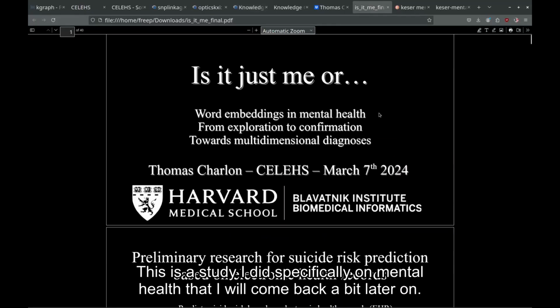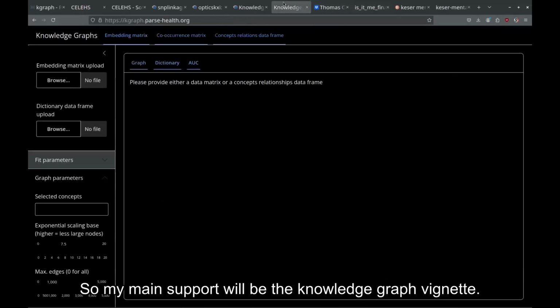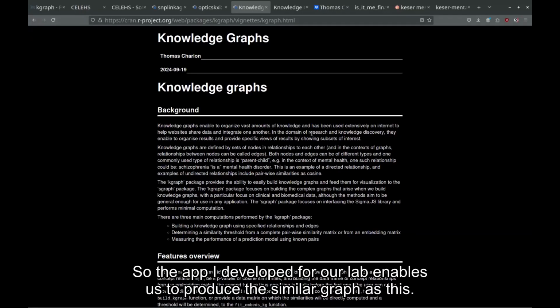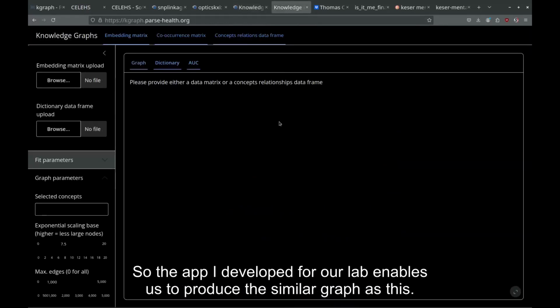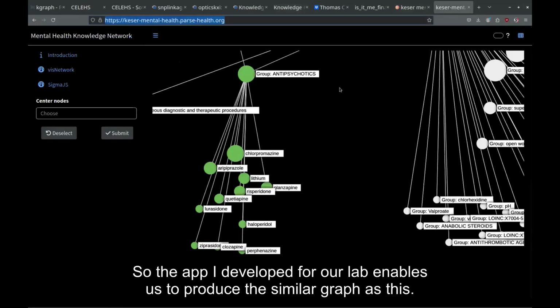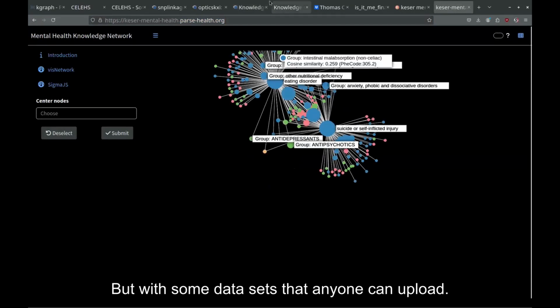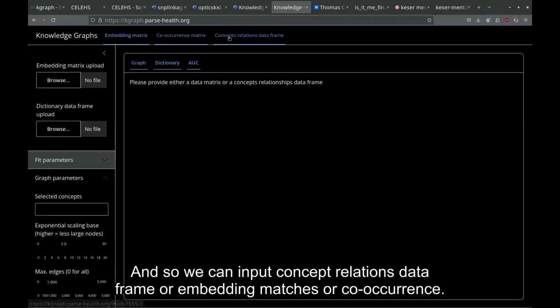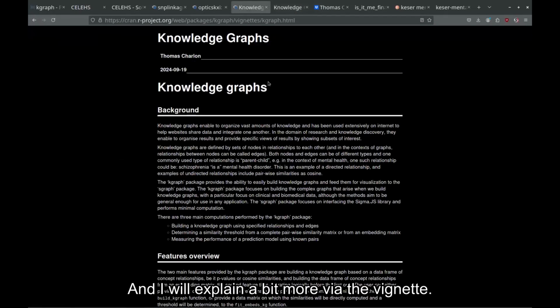This is a study I did specifically on mental health that I will come back to a bit later on. My main support will be the knowledge graph vignette. So the app I developed for our lab enables us to produce similar graphs to this, but with some data sets that anyone can upload. And so we can input a concept relations data frame or embedding matrices or co-occurrence, and I will explain a bit more via the vignette.